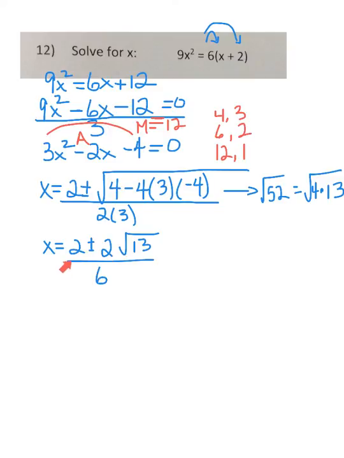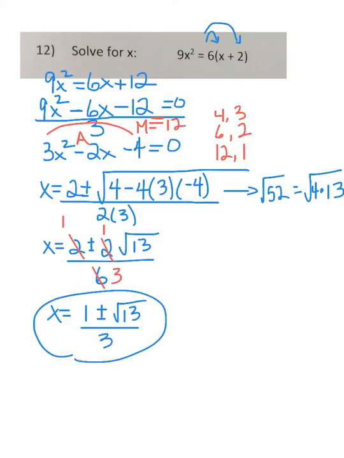Right, so I see that 2, 2, and 6, all three of those, have a common factor of 2. So I'm going to divide this by 2 and get a 1, divide this by 2 and get a 1, and divide this by 2 and get a 3. So, final answer, x equals 1 plus or minus. Now you can write 1 radical 13, or you can just write the square root of 13, all over 3.